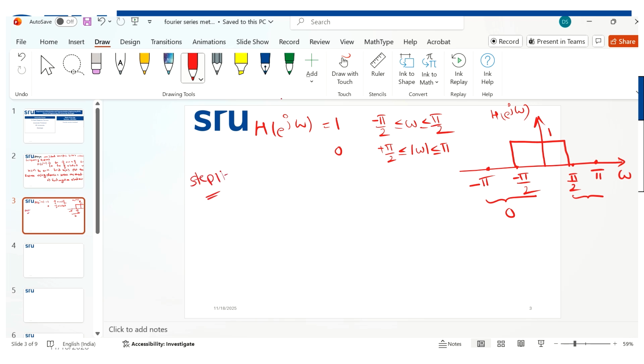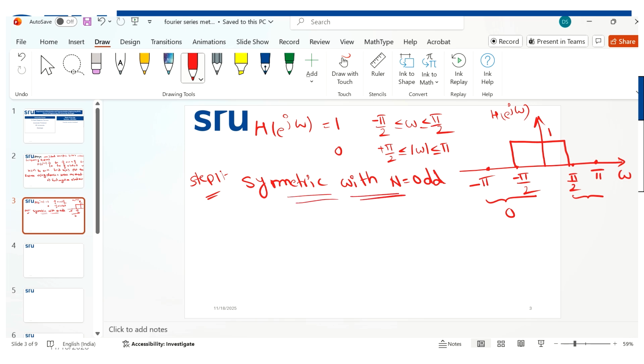So here itself you can identify h of n is equal to h of minus n. Is it symmetric or antisymmetric? Symmetric in nature. So first step, the h of e power j omega is symmetric in nature, symmetric with what n value? The n value is odd in nature. So this is a condition.